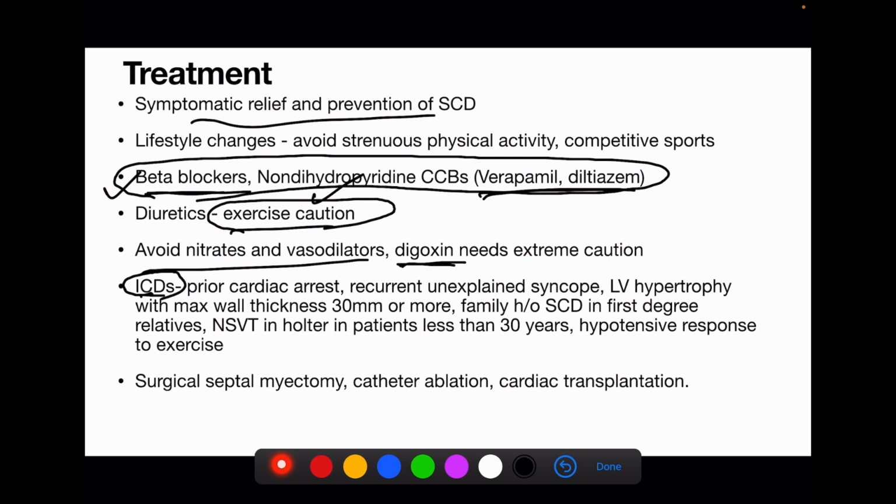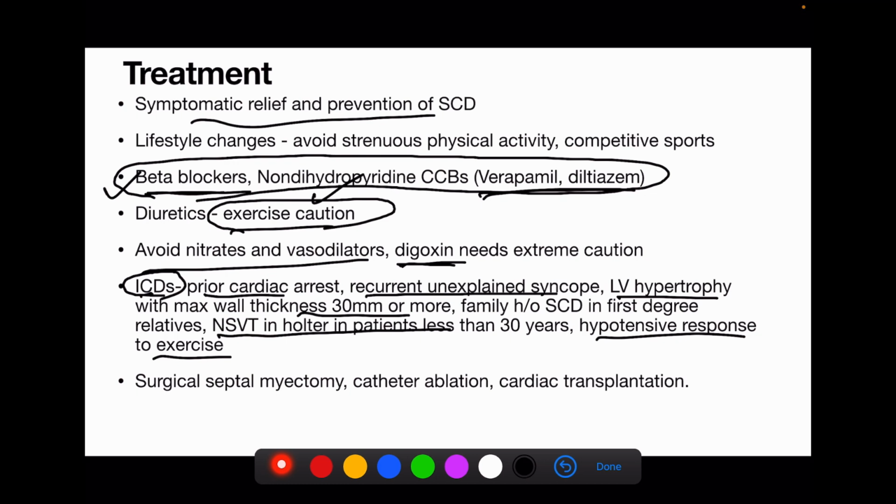And who are the candidates in whom an ICD is inserted? Patients who had a prior cardiac arrest, those who have a recurrent unexplained syncope, left ventricular hypertrophy with maximum wall thickness of 30 millimeters or more, a family history of sudden cardiac death in a first degree relative, non-sustained ventricular tachycardia on Holter monitoring in patients who are less than 30 years of age, and hypertensive response to exercise. So try to remember these conditions: prior cardiac arrest, family history of sudden cardiac death, recurrent syncope, hypertensive response to exercise, and NSVT on Holter. These are conditions where you can insert an ICD in patients with hypertrophic cardiomyopathy.